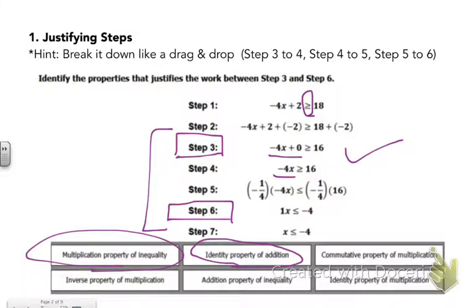And then from step 5 to step 6, well, anything times its inverse, okay, so it's reciprocal, negative 4 times negative 1/4 is just 1. That is the inverse property of multiplication. And some of you, I think, chose identity property of multiplication because from step 6 to step 7 that's what's happening, but you have to notice that it's asking you to go only to step 6, so you could only pick those 3 to get this question right.